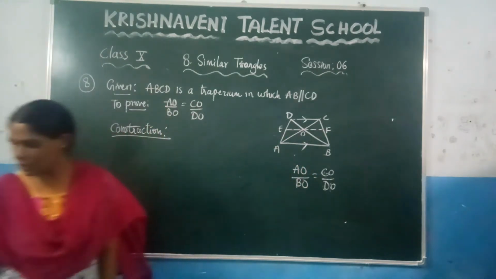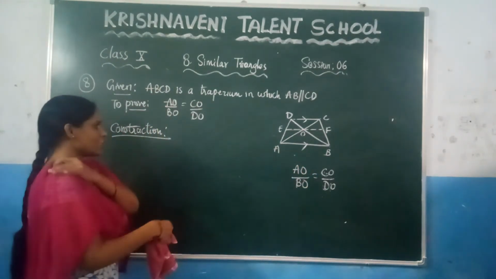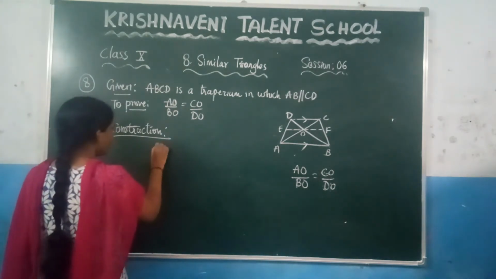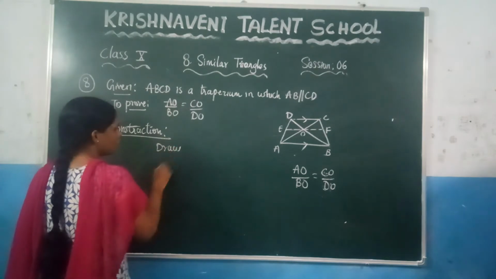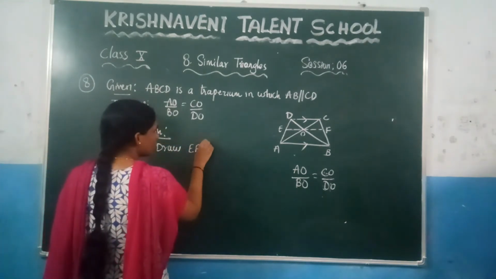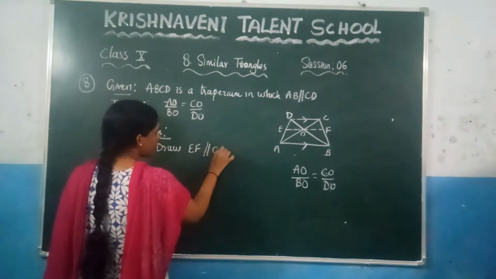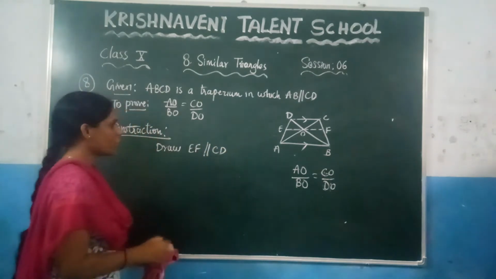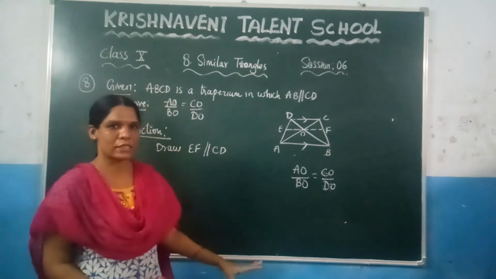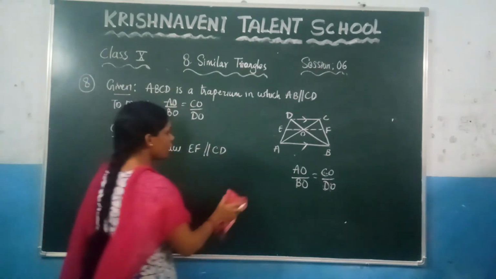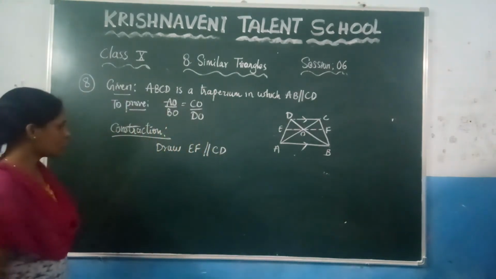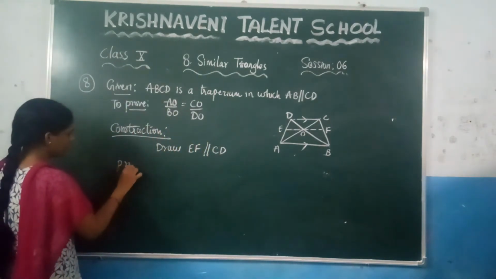So what is our construction? Write it here. Construction: draw EF parallel to CD. So you need to draw EF such that EF should be parallel to CD. This is our construction. Now what we need to prove? Just prove this one. So write the proof here.